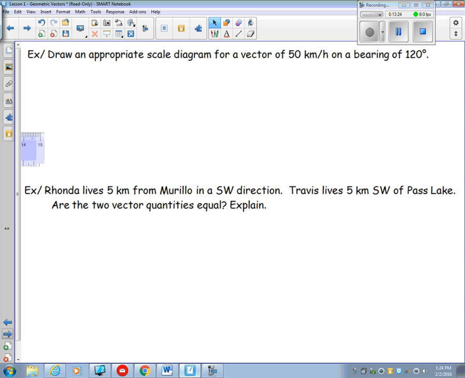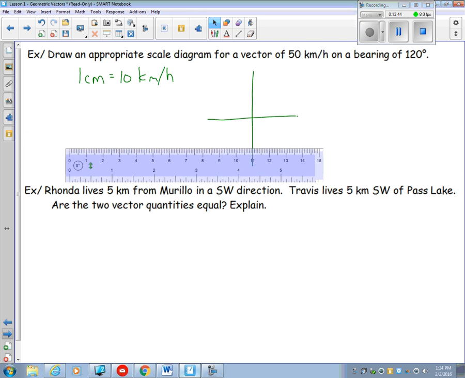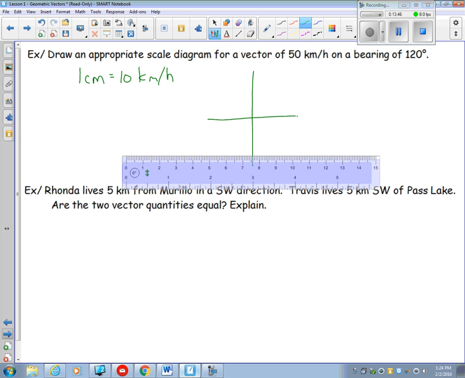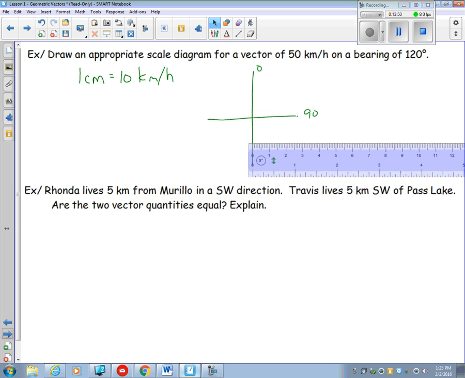Okay. Got two little examples left here. Draw an appropriate scale diagram for a vector of 50 kilometers on a bearing of 120. So the first thing I need to do is decide on a scale. So I'm going to say 1 centimeter is 10 kilometers an hour. Then when I take my compass, a bearing of 120, so I take my ruler, where's 120? There's 0 and 90. So 120 will be down here somewhere.